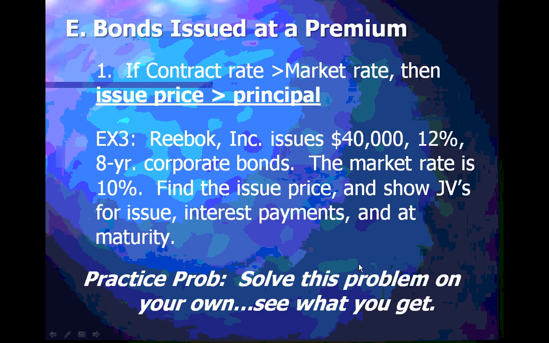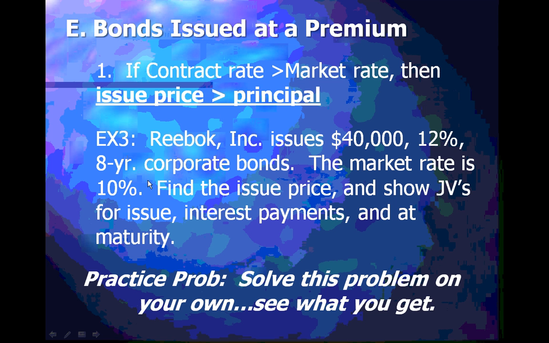Okay, the other option, opposite of a discount, is bonds issued at a premium. Suppose we're Reebok Incorporated here. We want to issue a $40,000 bond at 12%. It's an 8-year term. Excuse me, the market rate is 10%. Suppose then that we've got to figure out, wow, is this a discount or a premium? We're offering 12, the market's dropped to 10%.